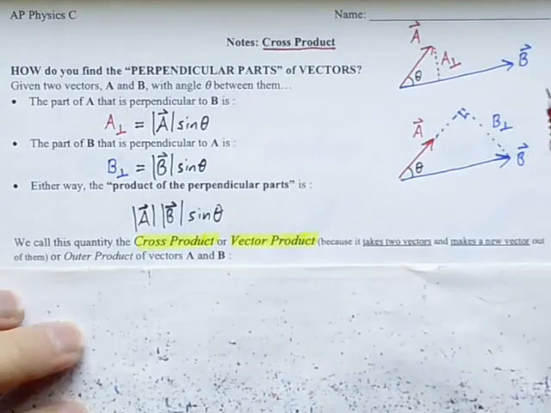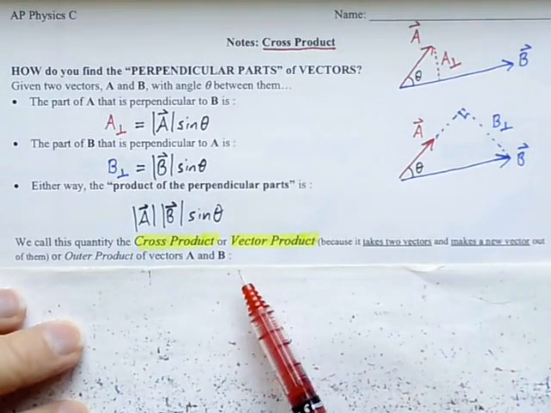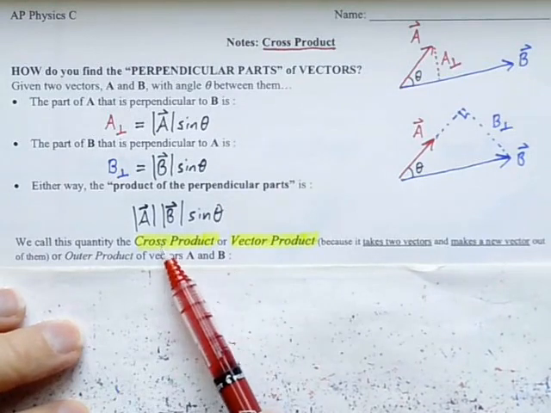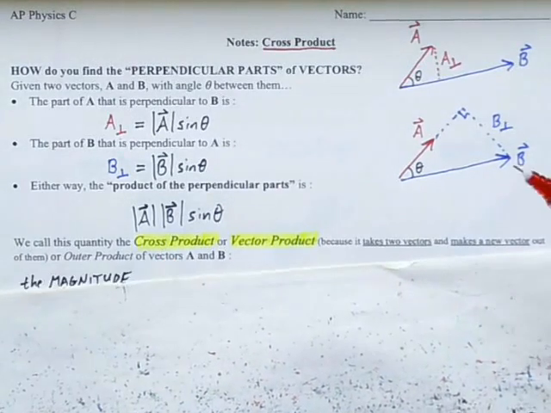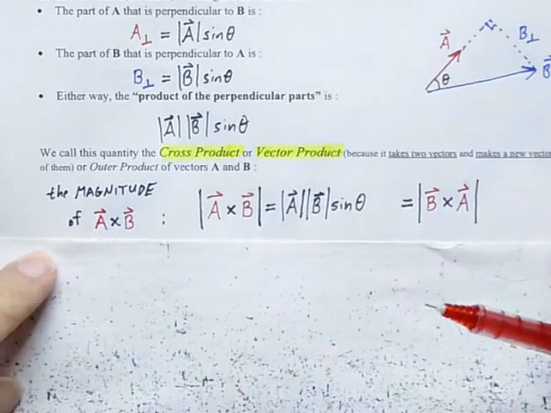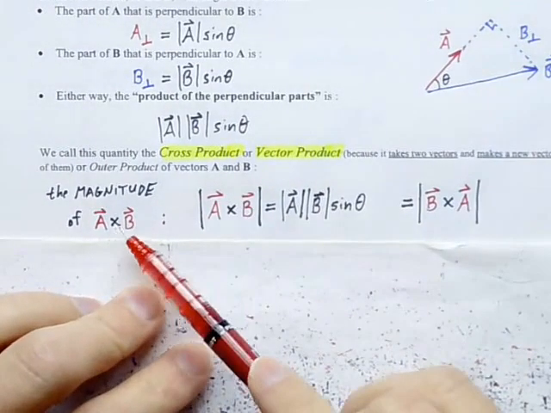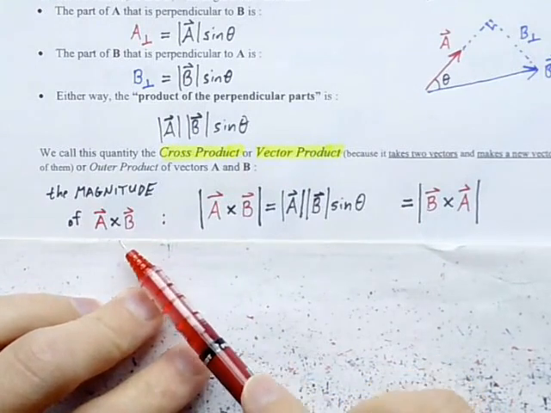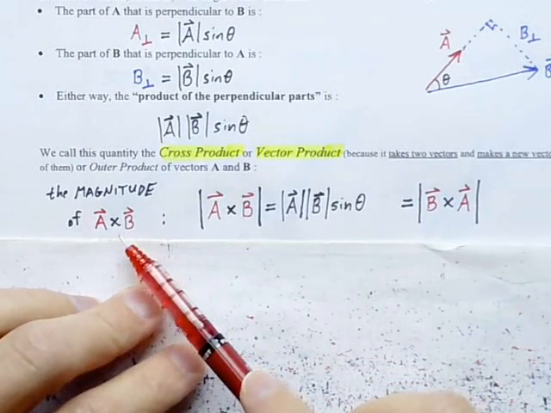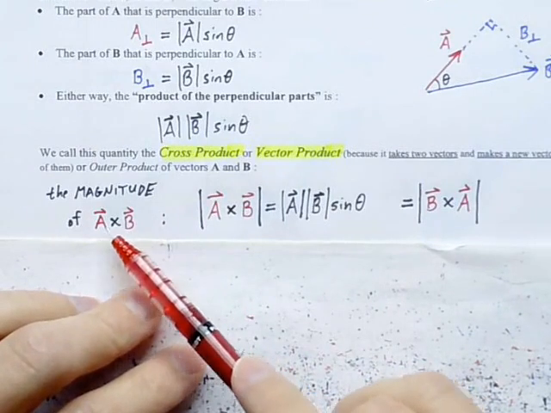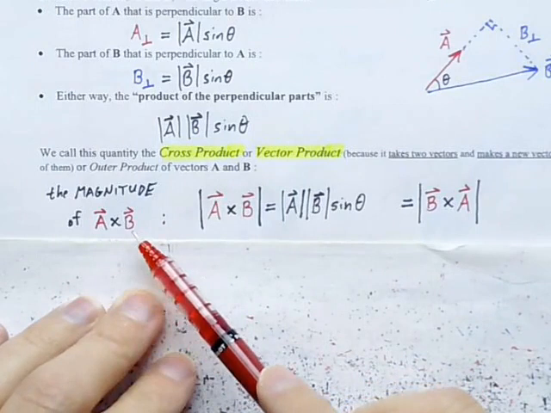In some branches of mathematics, this is also called the outer product of vectors A and B, as opposed to the dot product, which is known as the scalar product or the inner product for comparison. Notation-wise, the cross product is denoted by using this X or this cross, this multiplication symbol like you first learned in elementary school. This is A cross B, not A times B, but we say A cross B.